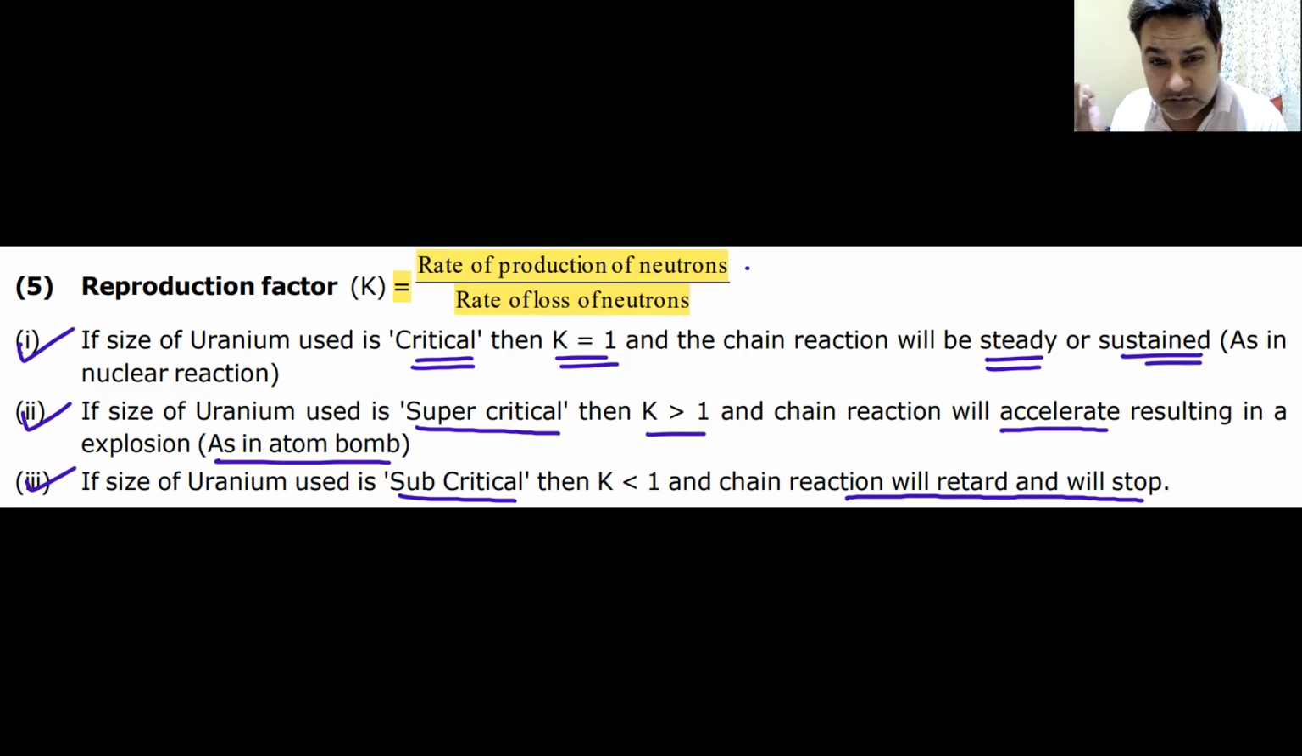If it is less, the nuclear reaction will not work. It will stop. It will be a failed experiment. Do we understand this? Yes, sir. Reproduction factor, sir. Explain reproduction factor. Yes. So that's it.